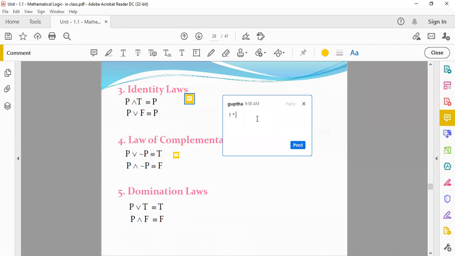True is in binary format. How do we represent it? True equal to 1. So what is the answer here, guys? P. That is an identity law. And coming to the same thing with OR, we represent it as plus, and false means 0. That's why in the identity law they mention P and T equal to P, P or F equal to P.